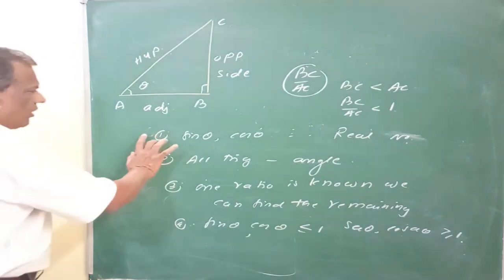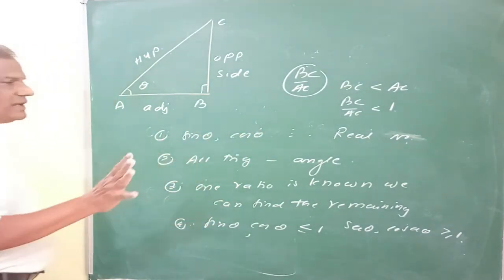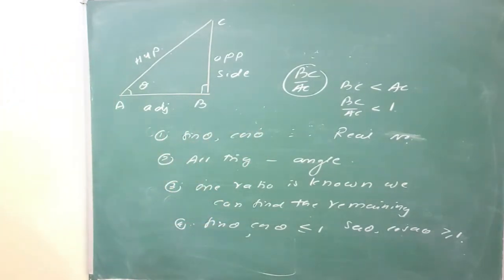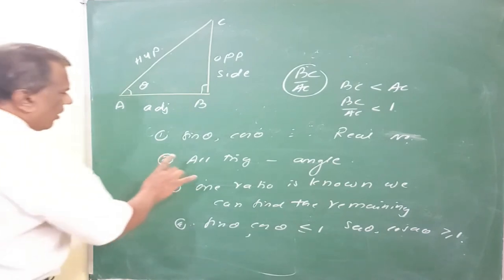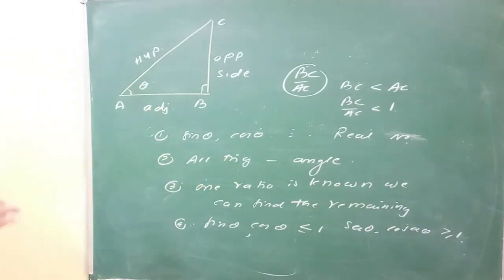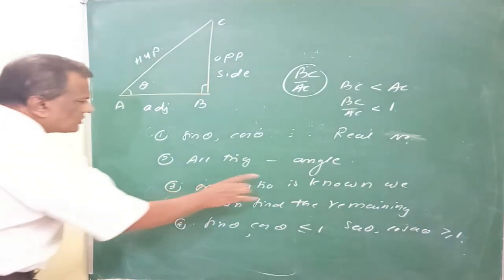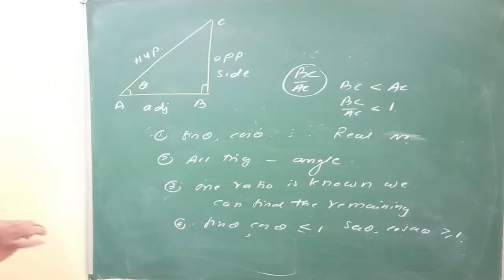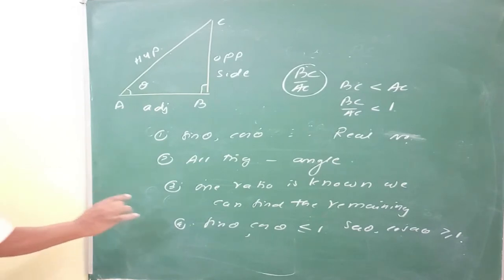First point, all the trigonometric ratios are real numbers. They are not complex numbers. All trigonometric ratios are real numbers and unitless. Then all the trigonometric ratios depend on angle, don't depend on triangle. They don't depend on any particular triangle, they depend on angle. If one trigonometric ratio is known out of the six, you can find the remaining five with ease.